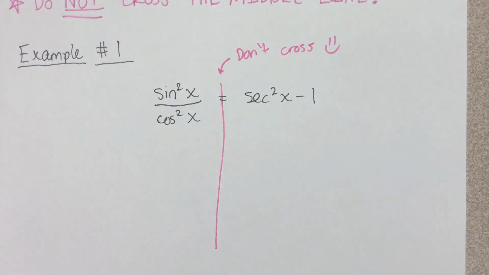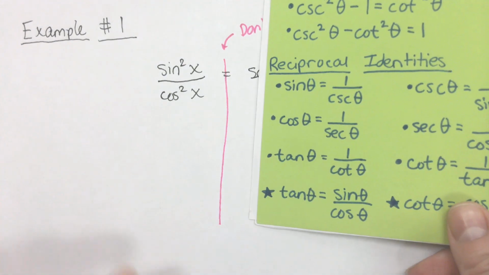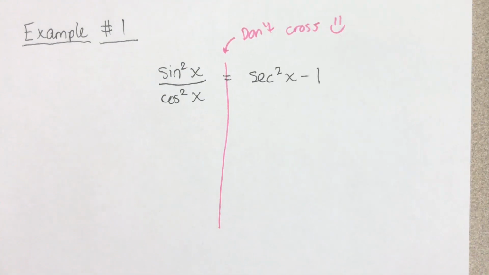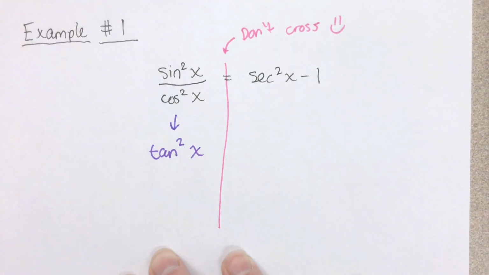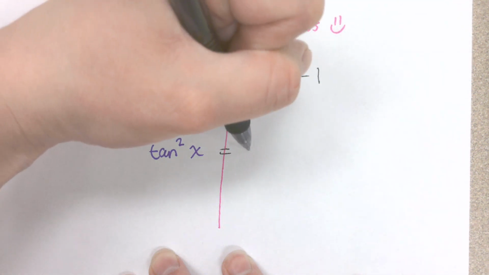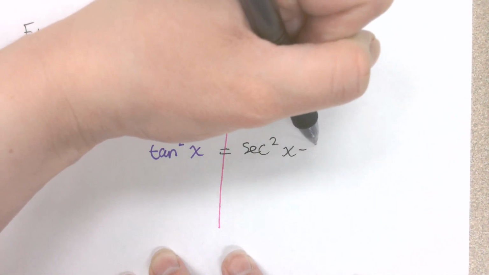For me, the sine squared over cosine squared, I can already work with that. I know that's tangent squared specifically, because sine over cosine is tangent. So first thing I'm going to do is replace that with tangent squared x equals secant squared x minus 1.